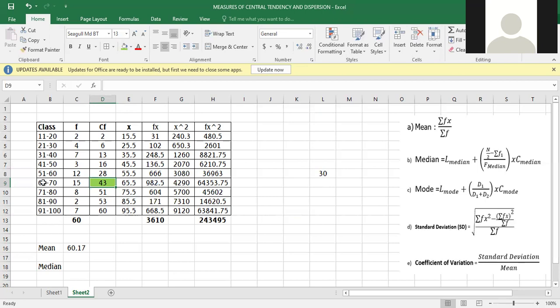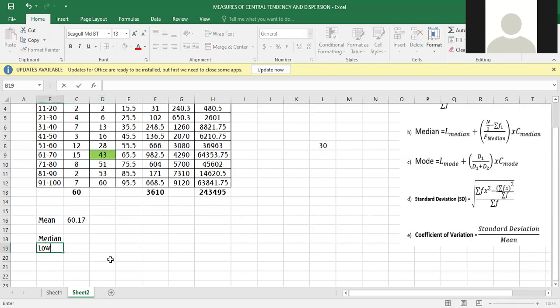The lower class limit is the 60 that ended this class and the 61 that started this one. You sum the two and divide by 2. So that will be 60 plus 61 divided by 2, which gives you 60.5. So all the parameters, let me begin to bring them out.